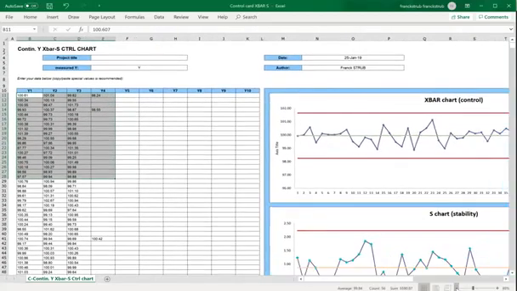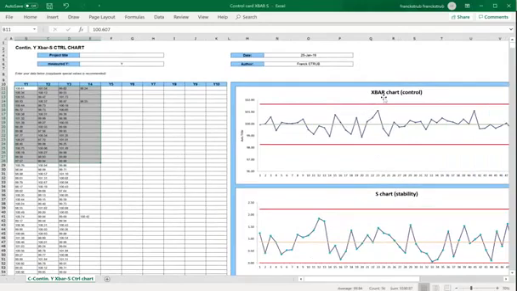So here you will find on the top right the X bar control chart, and below the S chart, or sigma or standard deviation chart. This one is used for control and this one for stability. We will explain this with the control limits.